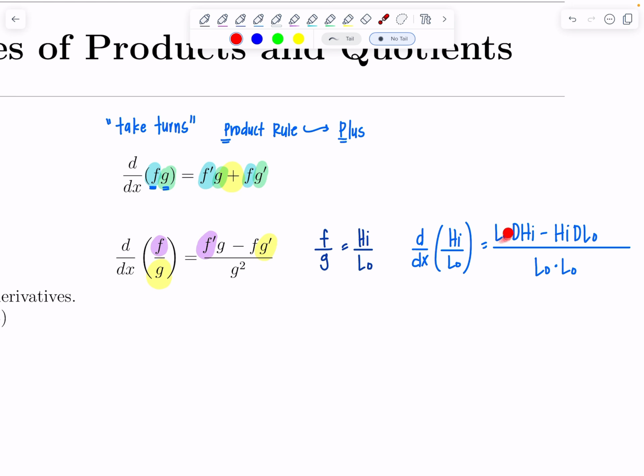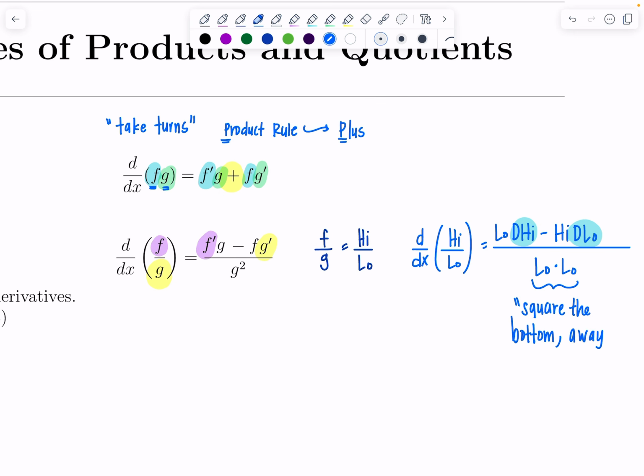So we've got low, that means the denominator, which is g. D high means derivative of the numerator, that's f prime. Minus high, that means numerator. D low means derivative of the denominator. So whenever there's a d in front of something, we say that means take the derivative of, over low low. I've also heard a remixed version of this where they say square the bottom, away you go.